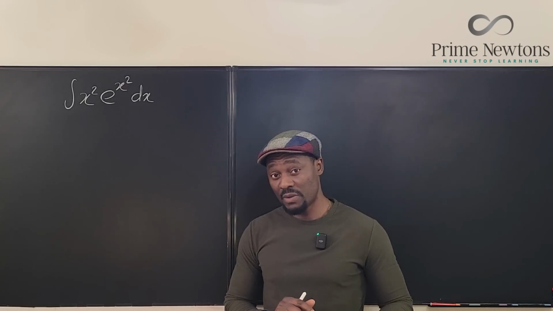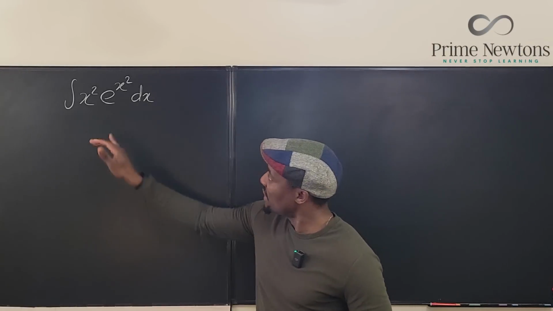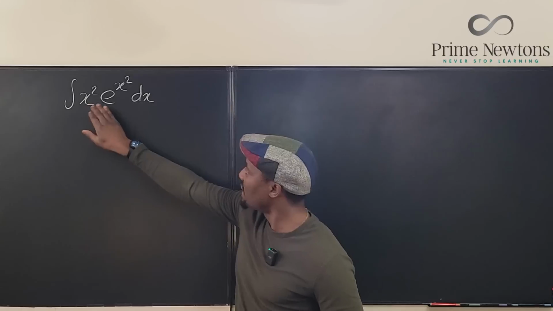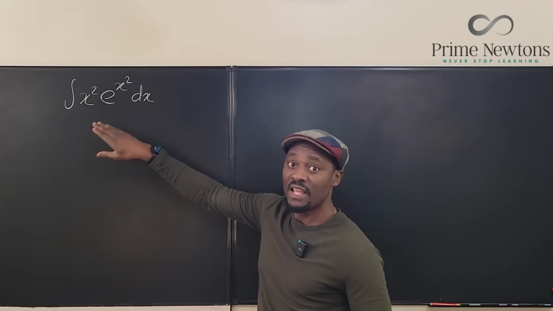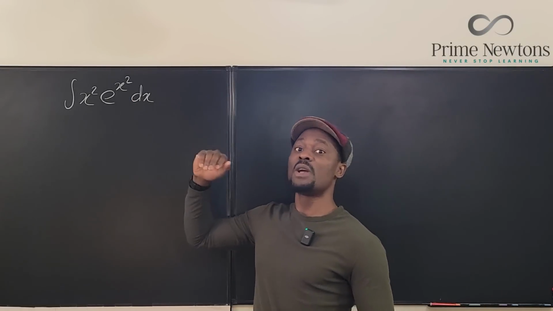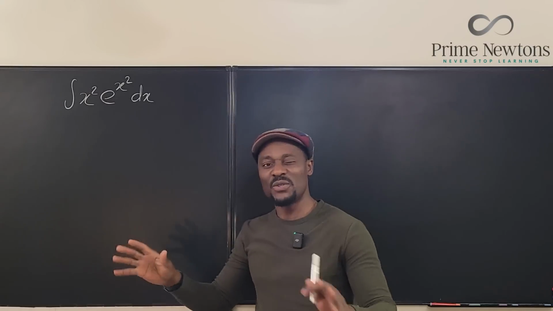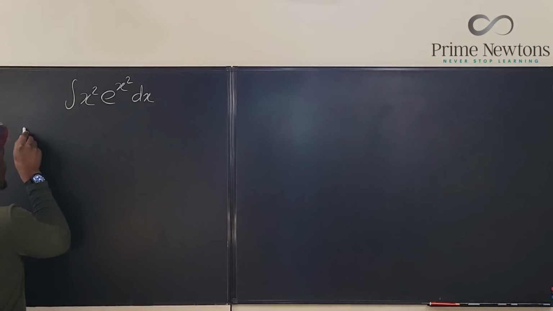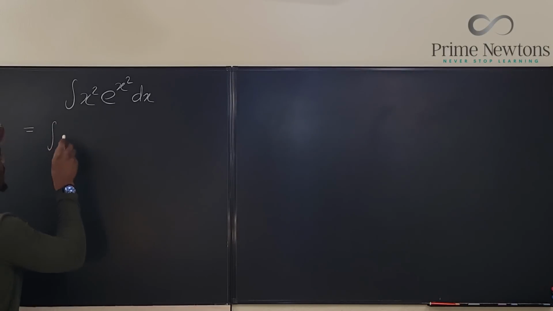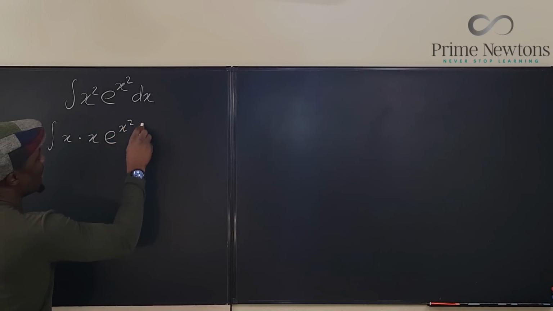So let's do integration by parts. Now, the best thing to choose is to take part of this x squared, attach it to e to the x squared, and do u substitution, and then take the other x, and at the end of the day, you're going to differentiate one and integrate one. I might use the table just to make things faster. So we're going to say that this is equal to the integral, let's write it as x times x e to the x squared dx.